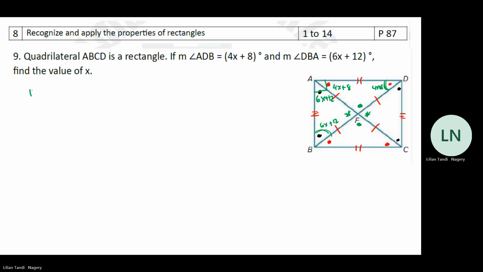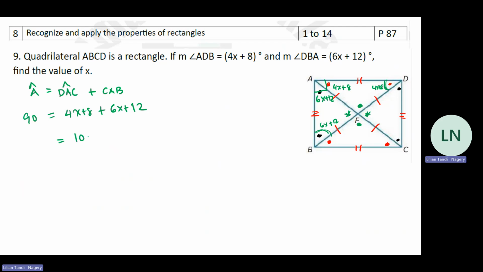So angle A, which is made up of angle ADC and angle CAB, so that means they're equal. And because they're equal, ADC, DAC. Now, DAC is 4x plus 8 plus 6x plus 12. And they should all add up to 90 degrees.